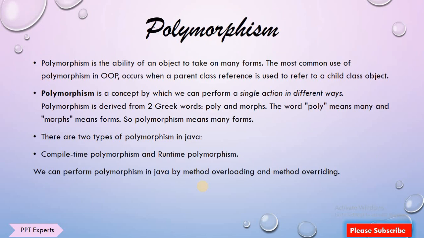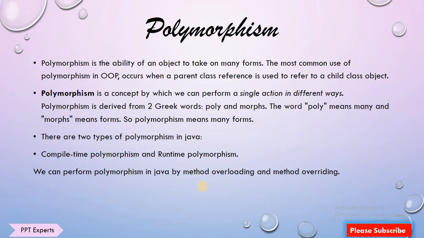Next we will see polymorphism. Polymorphism is the ability of an object to take on many forms. The most common use of polymorphism in OOPS occurs when a parent class reference is used to refer to a child class object. So polymorphism means one thing, many forms. Poly means many and morph means forms. So one thing, many forms.